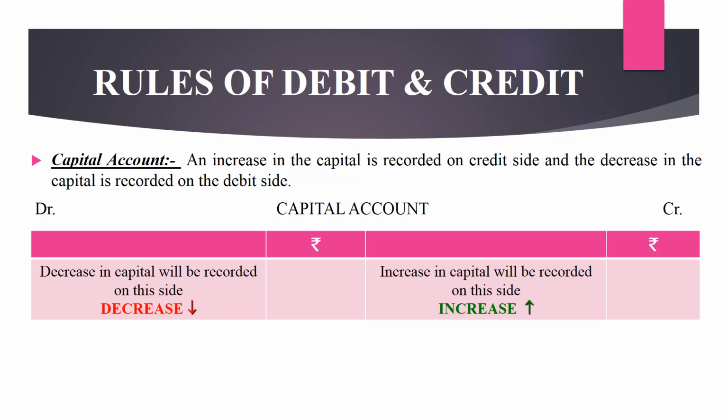Next account, third, capital account. So the rule of debit and credit for the capital account is increase in the capital is recorded on the credit side and decrease in the capital is recorded on the debit side. So here the format of capital account, increase credit side record होता है, decrease debit side record होता है.